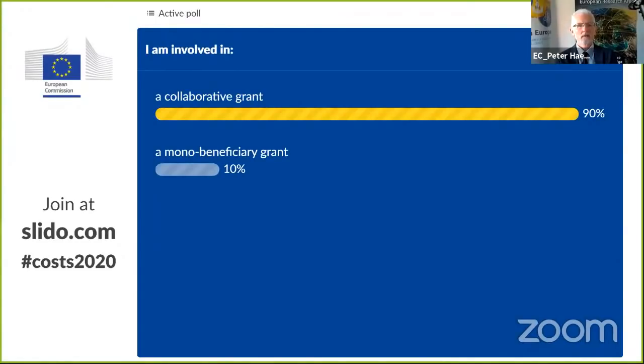Okay. I think the figures are very clear. 90% of you are in collaborative grants and about 10% in mono-beneficiary grants. That is a typical figure. Thank you very much. I think we can now finish these two polls.